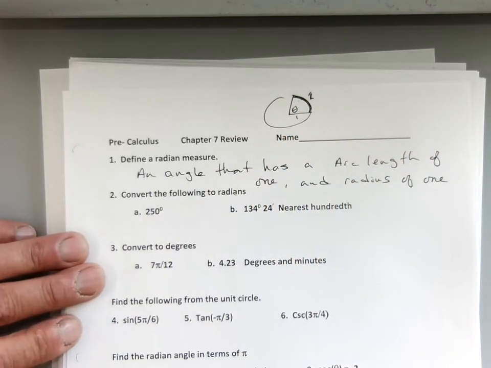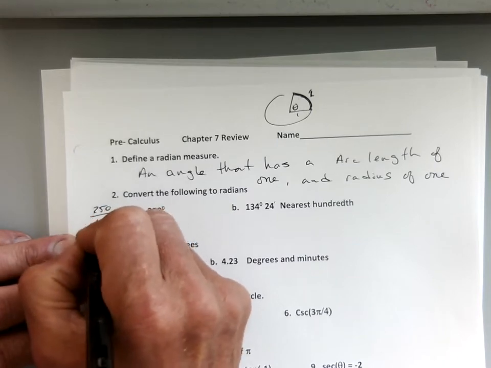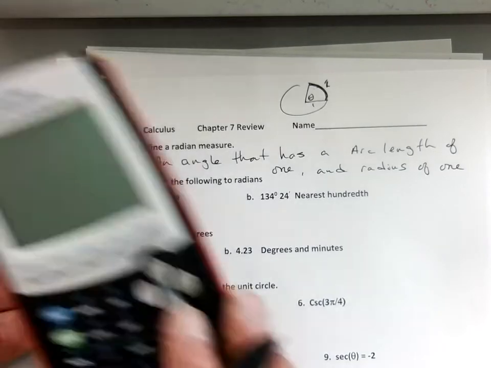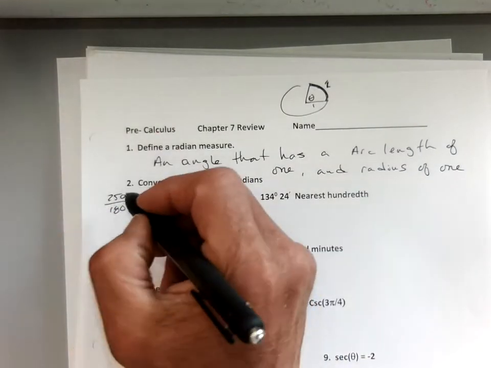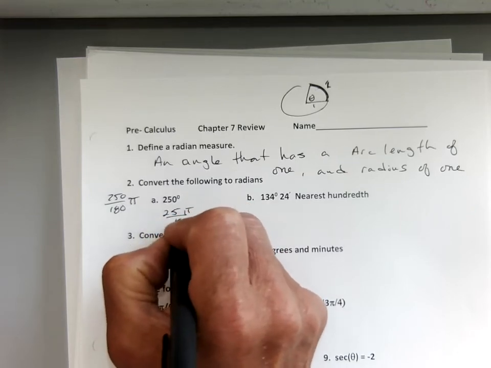To convert 250, I'm going to go 250 over 180 times pi. That's my conversion. And then I'm going to reduce that to 25/18, or 25 pi 18ths, okay?